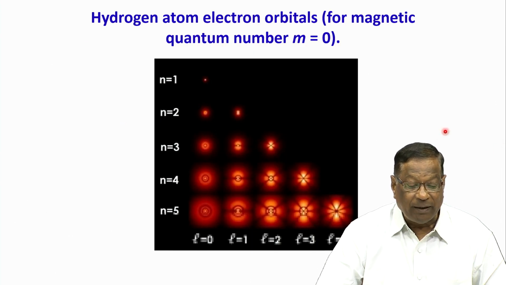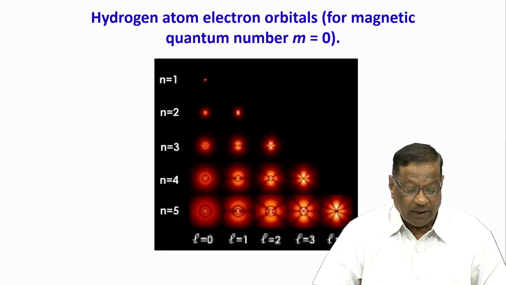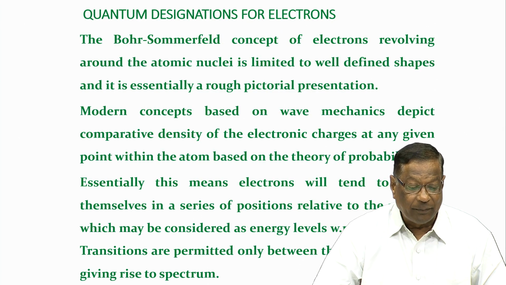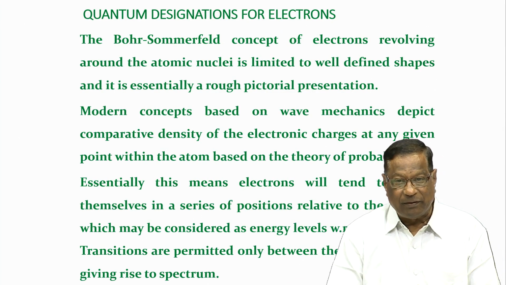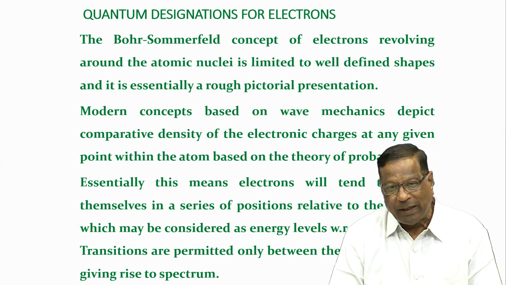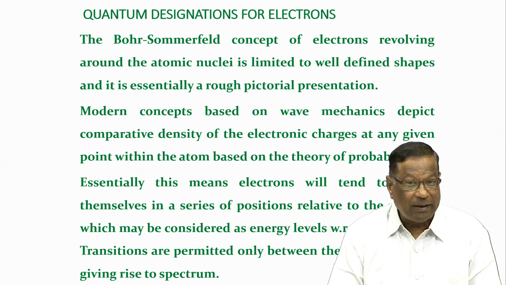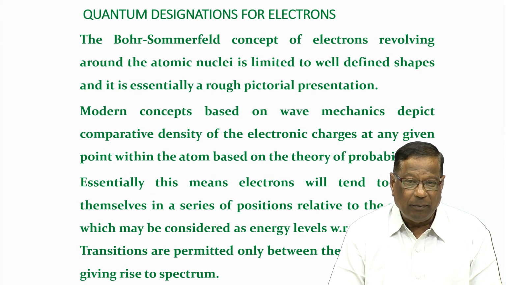So, here is the hydrogen atom electron orbitals for magnetic number m equal to 0, and n equal to 1, n equal to 2, n equal to 3. This is a pictorial representation and quantum designations. If there are only so many electrons, we should be able to designate every electron by its own description. So, how do we do that?